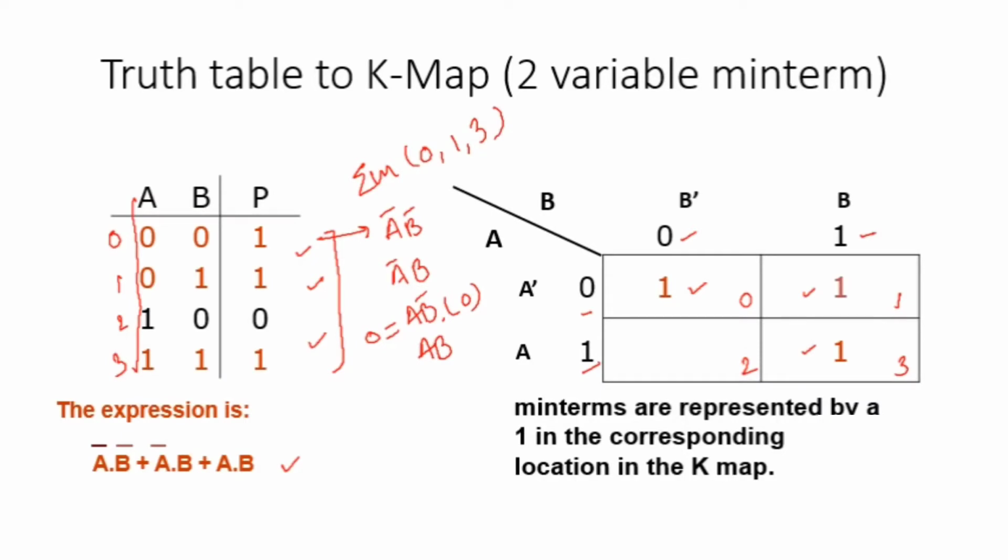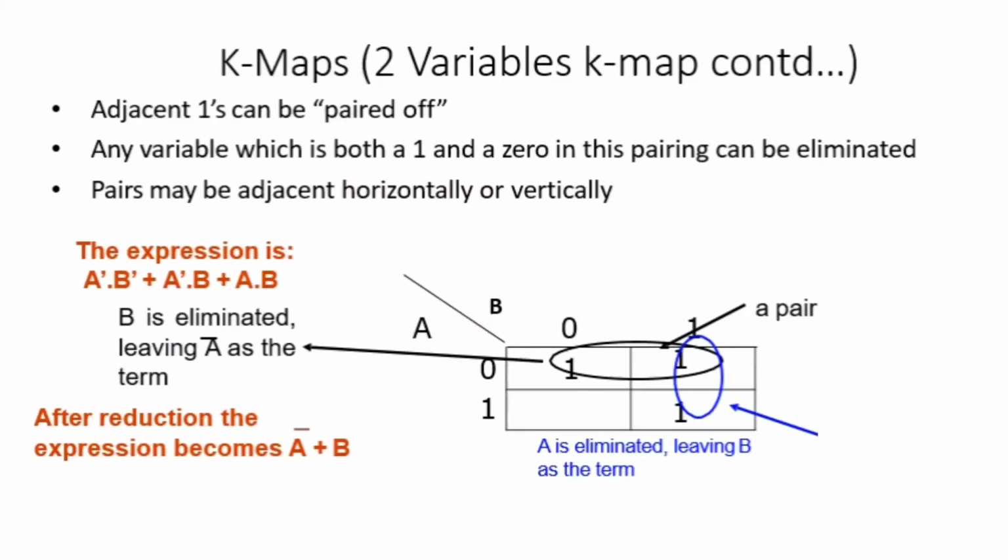So now we'll be minimizing these expressions. Let's go to the slide. In this way we can group these ones. I have made a group of two ones here and two ones here. So all in all there are two groups, and both are pairs.